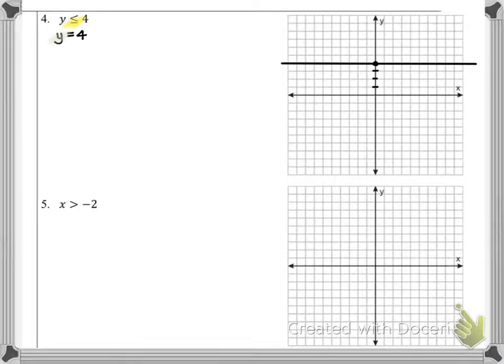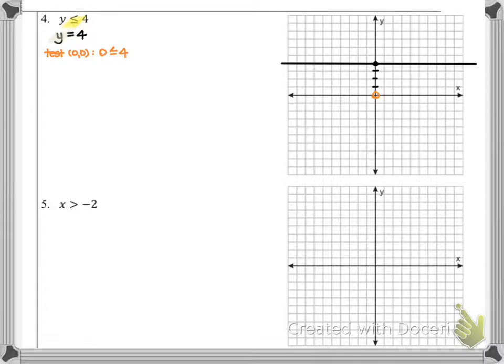Now, from here, do what you normally would. Find a location to test. I'm still a big fan of 0, 0, so I'm going to plug 0, 0 in. Go ahead and plug that into the question. That's going to give me 0 is less than or equal to 4. Notice I'm not plugging an x in because there's no x in the problem.